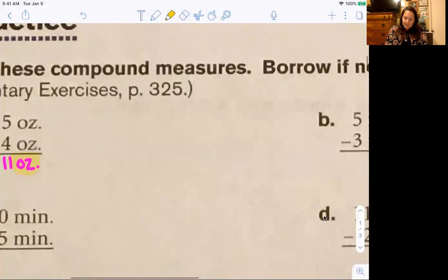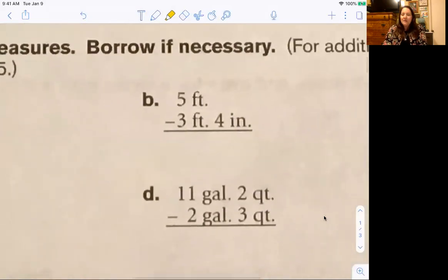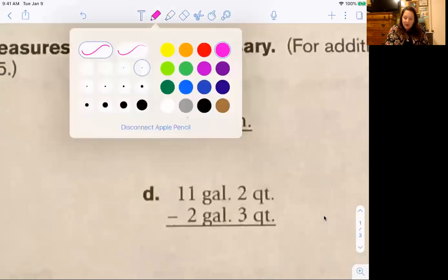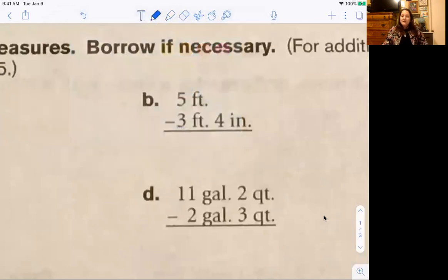Let's go to B. 5 feet minus 3 feet, 4 inches. There's nothing in the first one. 5 feet what? Basically 5 feet, 0 inches, right? So this is where we would have to borrow. This is where our skills in borrowing come into play. Now, basically there's 0 inches here. And if you want to, write it there. That might help you to visualize that.